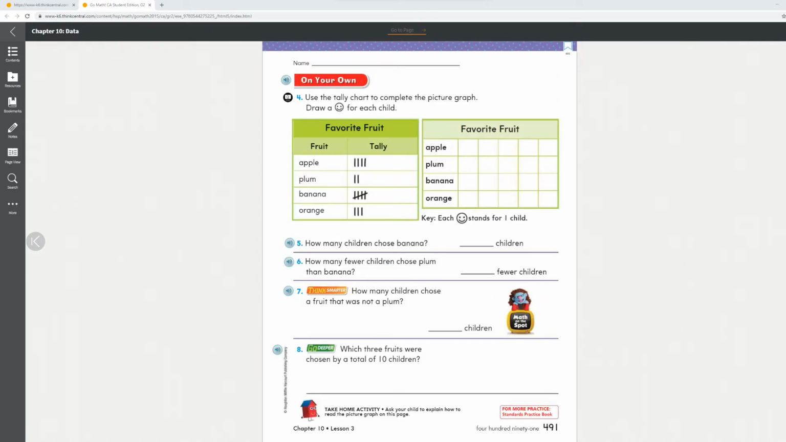Class, we are now on page 491. On your own this time. For numbers 4, 5, 6, 7, and 8, go ahead and work on those on your own. For number 4, you will be using the tally chart to complete the picture graph. Just like the examples before, you're going to be drawing a smiley face. And you're going to use those graphs to answer all the questions. So finish the graphs first and then answer the questions. Pause the video now.